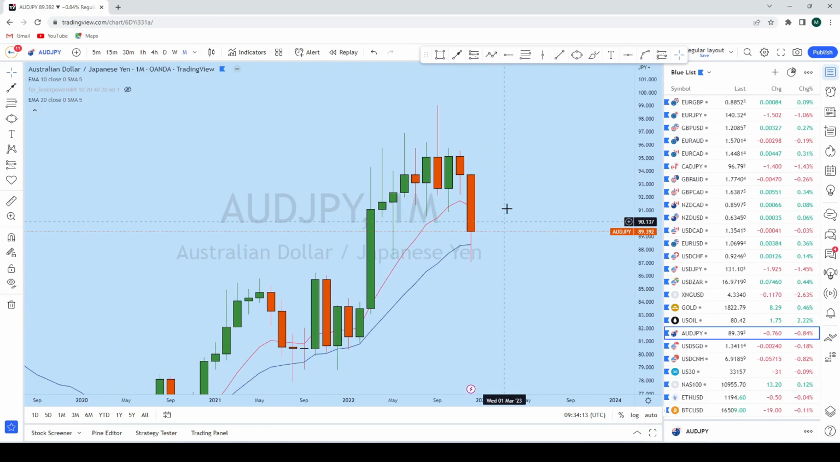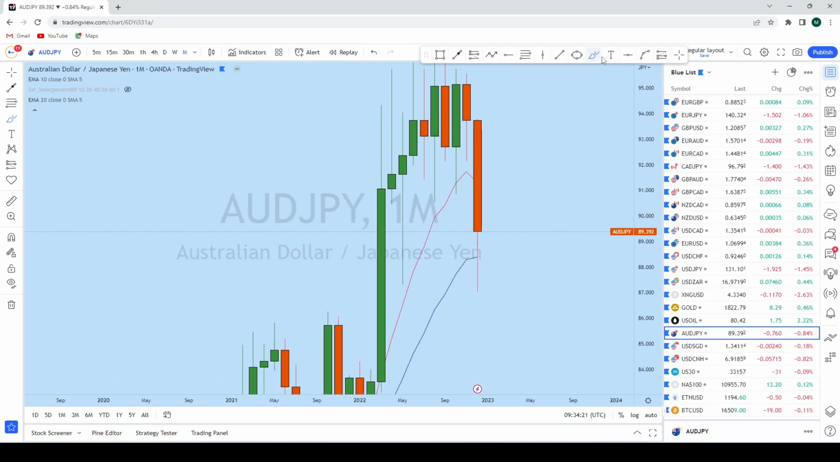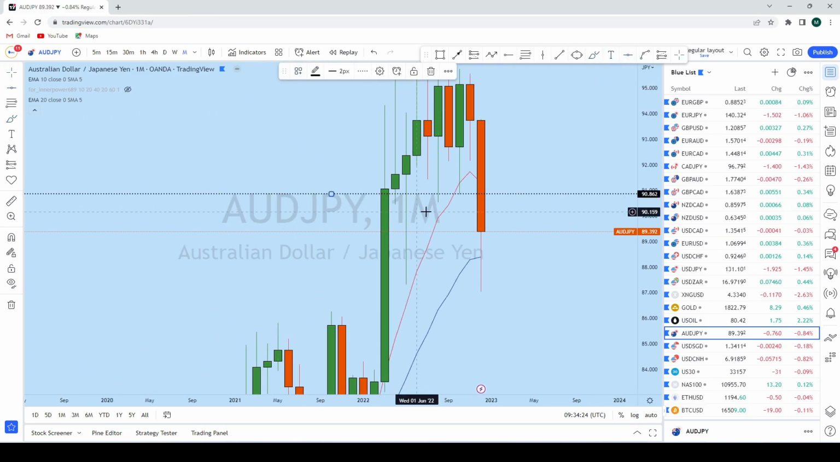Now after this kind of candle, we can expect Aussie yen to continue to drop. Now this is the monthly candle. There are 4 weeks remaining in this monthly. What I think is that in this week, the price might initially retreat, retrace to this level, and then continue to drop.